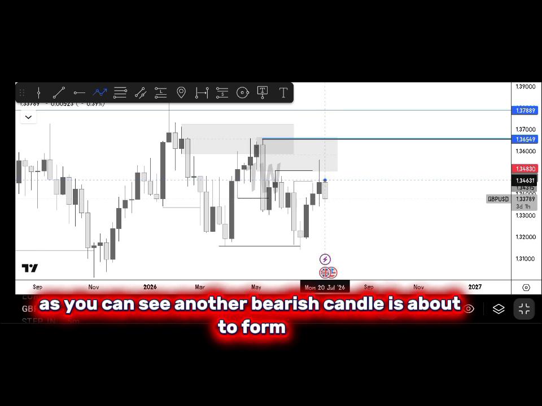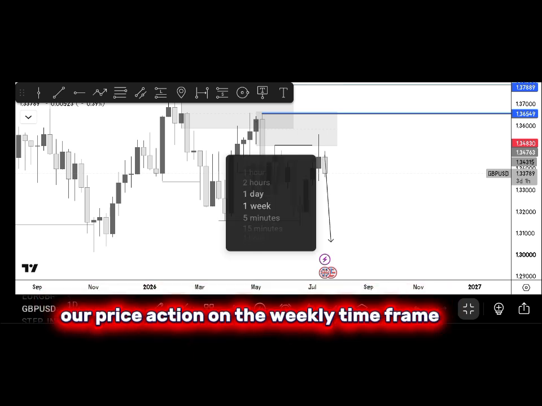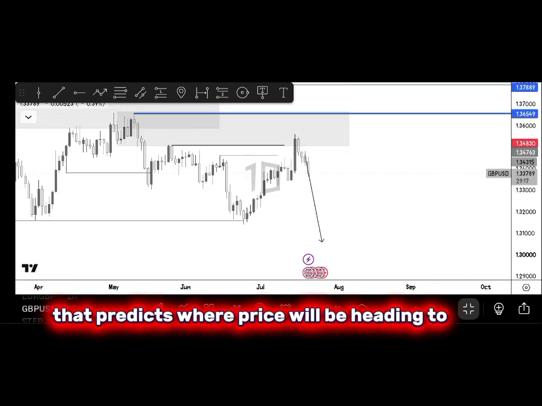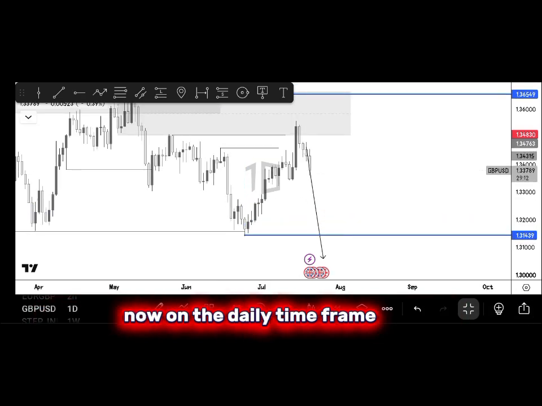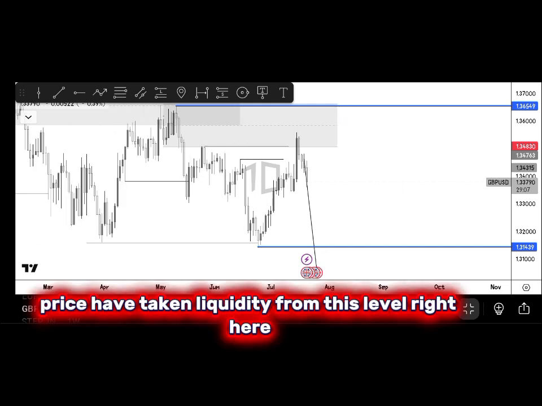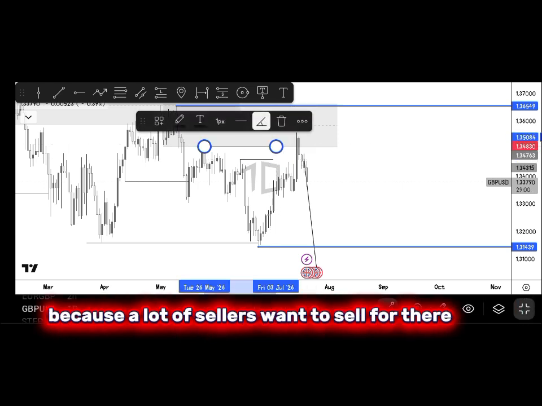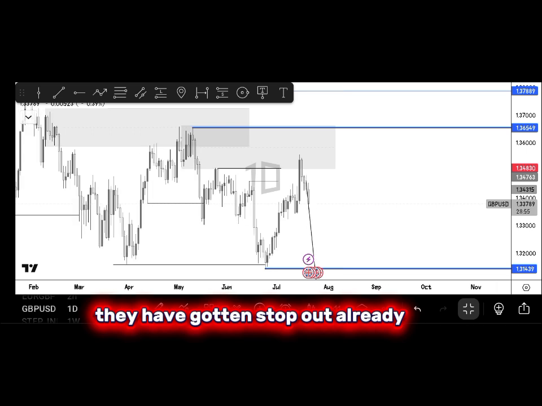As you can see, another bearish candle is about to form and push to the downside. So we already have our price action on the weekly time frame that predicts where price will be heading, and this is where price will be coming to next. Now on the daily time frame, what are we saying? We are seeing that yes, price has taken liquidity from this level right here. All these highs have been taken out because a lot of sellers want to sell from there, but because they don't understand price action, they have gotten stopped out already.